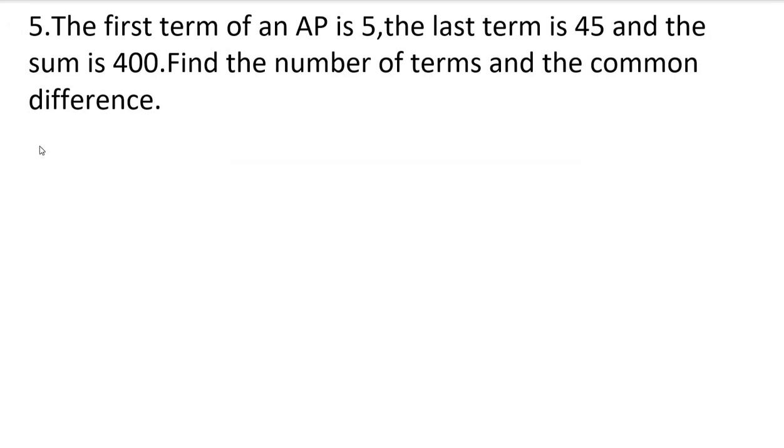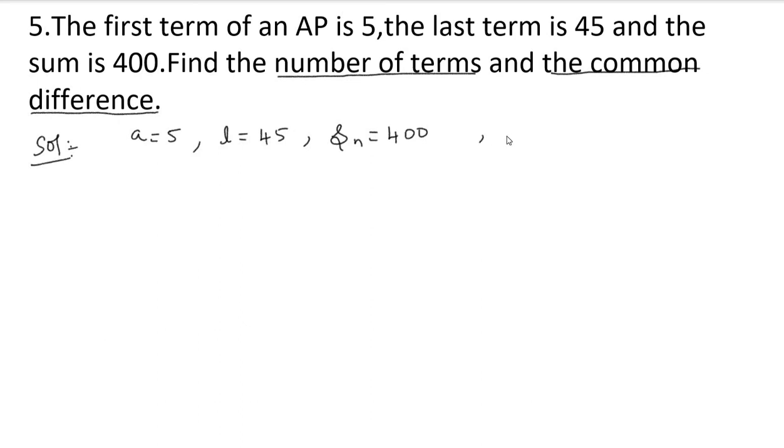Listen, what is given? The first term of an AP is 5. It means A is equal to 5. The last term is 45, which means L is equal to 45. Sum is 400, that is Sn is equal to 400. Find the number of terms, again we are supposed to find n, and the common difference. Common difference is D. So we have to find n and D.